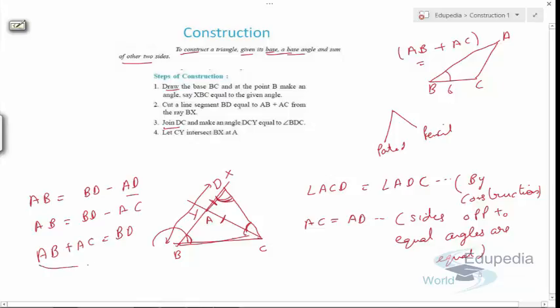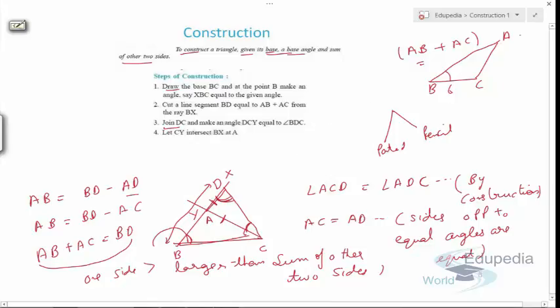So which proves the criteria for a triangle: one side should always be smaller than the sum of the other two sides, right? So this is how, through justification, we can say that the construction we have done so far is correct. This is how we have to always justify our construction, right?